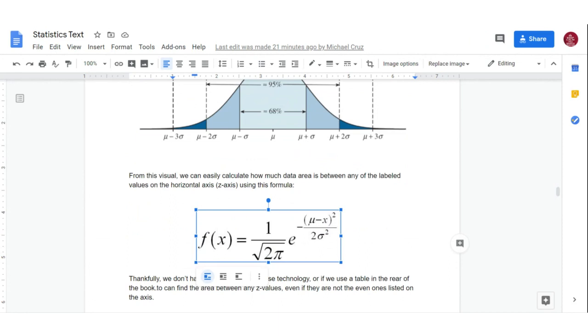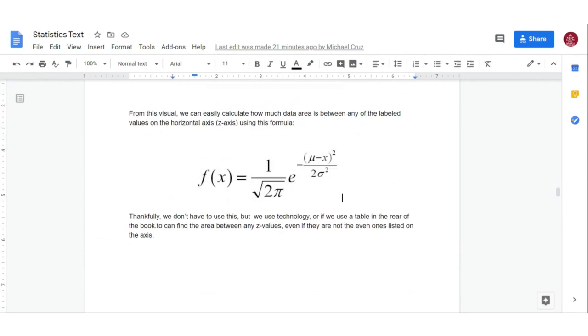Now, thankfully, you don't have to worry about this because it can be done through technology. There are tables in the book. The technology is always more accurate than the tables in the book. The tables were made back when computers weren't in the classroom, so what they did was put tables in the book with approximate values.